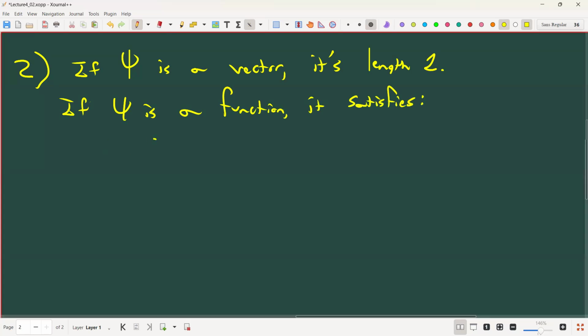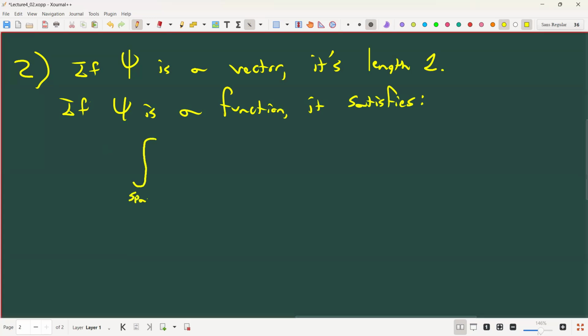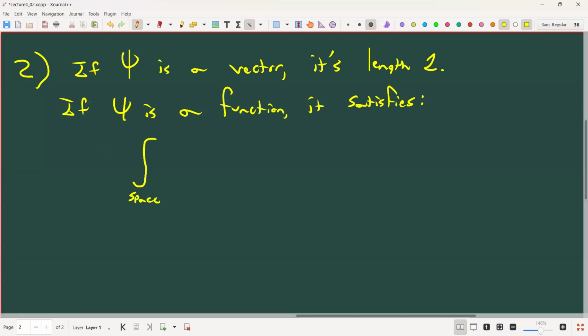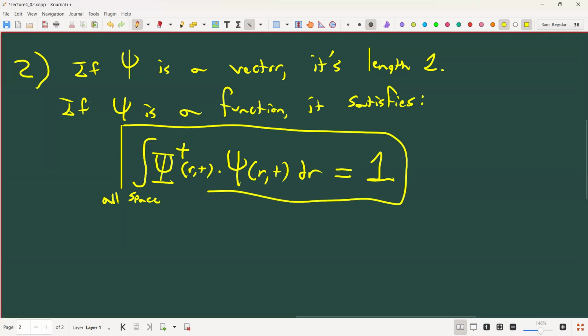It satisfies that the integral over the space of your box, whatever the system is in, a box of some sort, we just call this all space, of the wave function's complex conjugate, which is just a function of, let's say, r and t, times the wave function itself, dr, is equal to 1. Right? So what does it say?